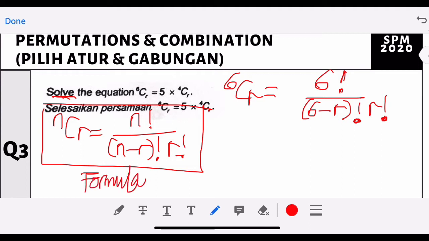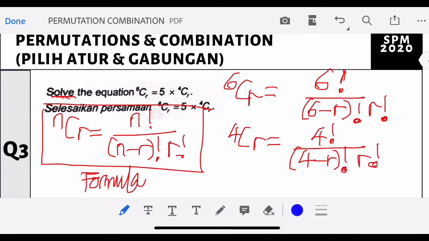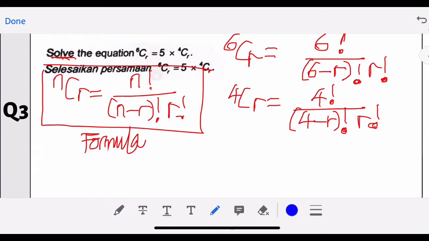Okay, so now we will apply this formula. It looks a bit complicated, but it's actually very easy. Let's see how I do it. I'm going to apply the formula for 4Cr. So I will write 4 factorial over 4 minus r factorial, then over r factorial. Then I will equate them, following the equation given.